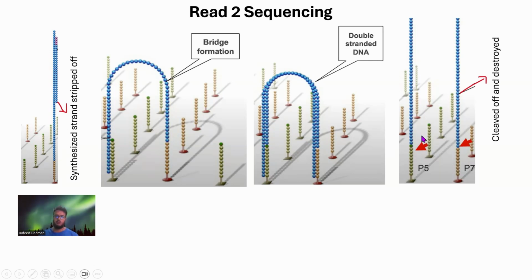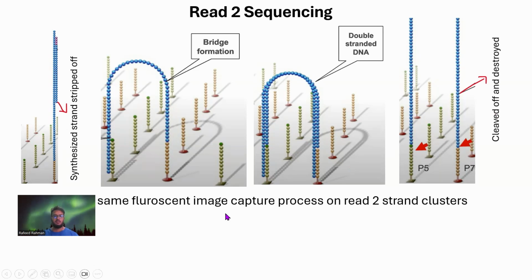So all the P5s are obtained now, and we need to cleave off and destroy all the P7s. So it's the opposite procedure. And then I think you know what to do. The same fluorescent image capture process on read two strand clusters will also be done. So the reverse read sequencing is now done. Let's now understand what is the benefit here. We have successfully sequenced the forward part and the reverse part of each fragment.